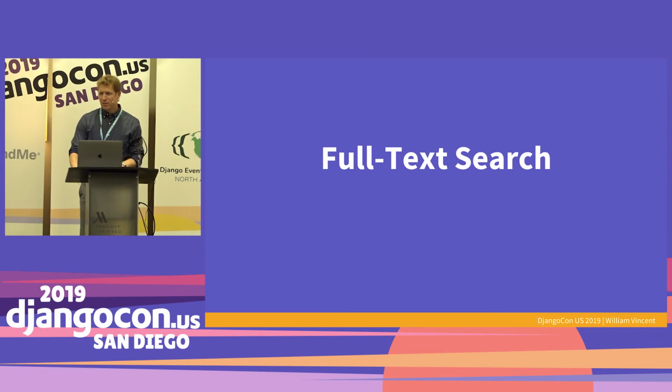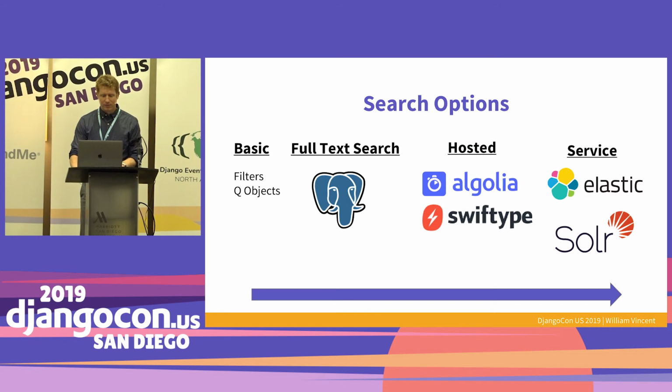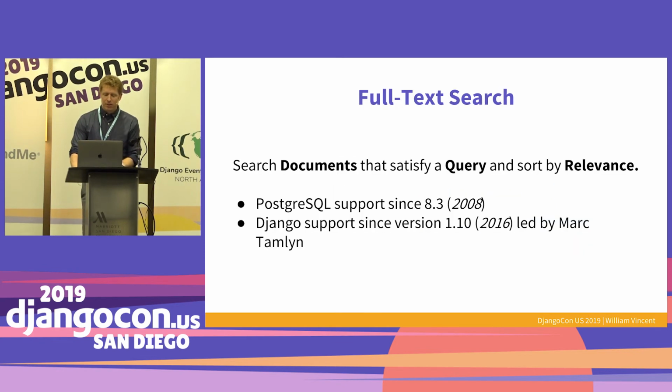So full-text search. This is the kind of search that we're all used to in the real world. I'm going to talk through how it works, how to implement it, and the built-in Django support, which was added a couple years ago. Again, just a reminder, this is the journey we're on. We're going to start with Postgres, and I'll show you how to do that.